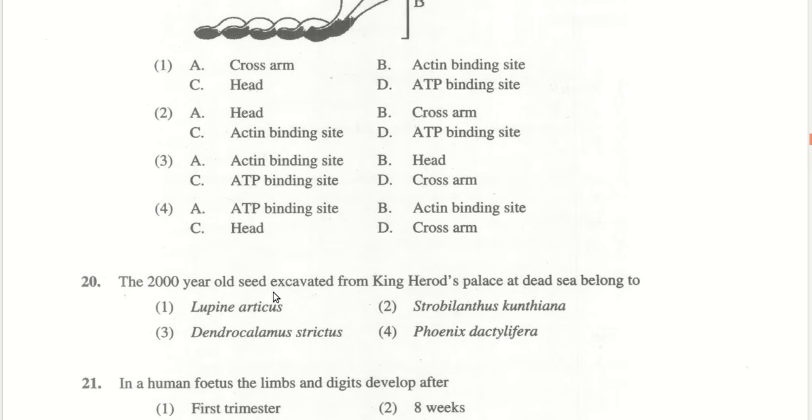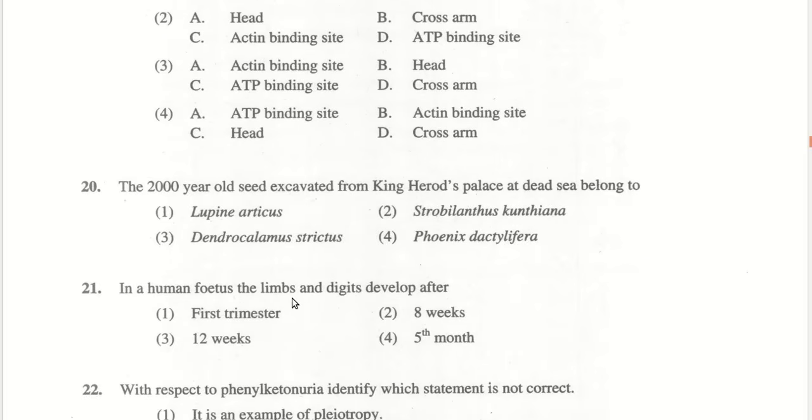The 2000-year-old seed excavated from King Herod's palace at the Dead Sea belonged to, so for the 20th, the answer is Phoenix dactylifera. That is date palm. In a human fetus, the limbs and digits develop after 8 weeks. The second one is the right answer.